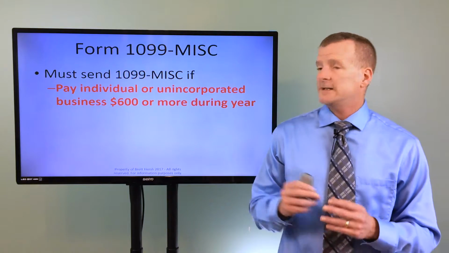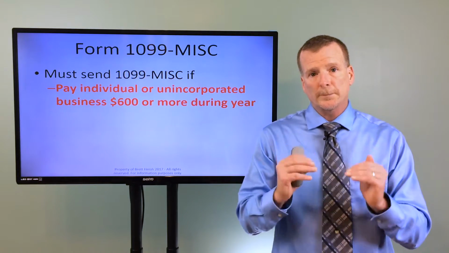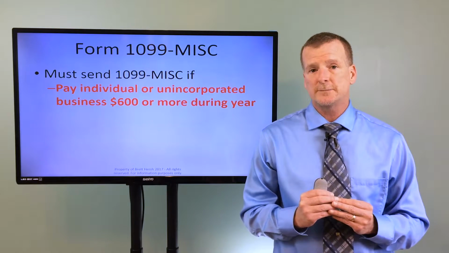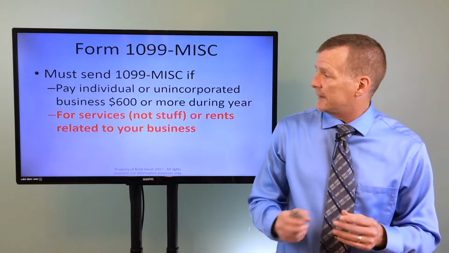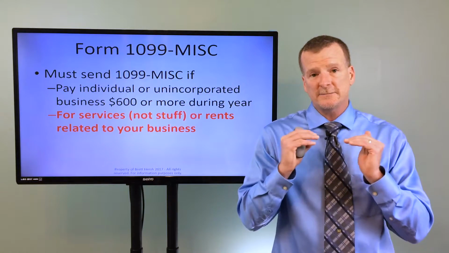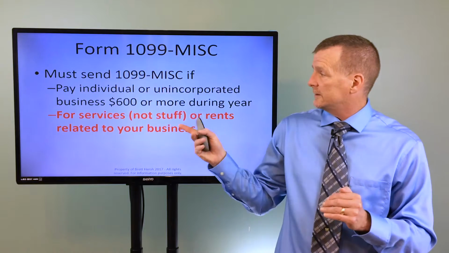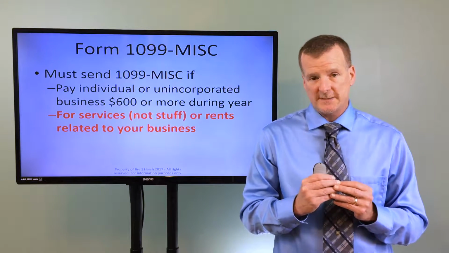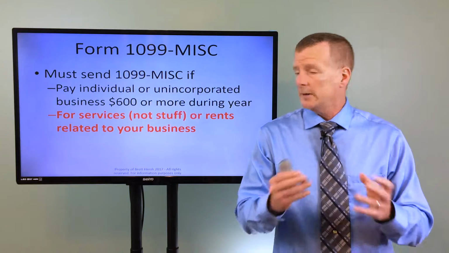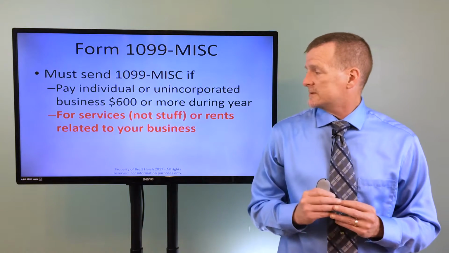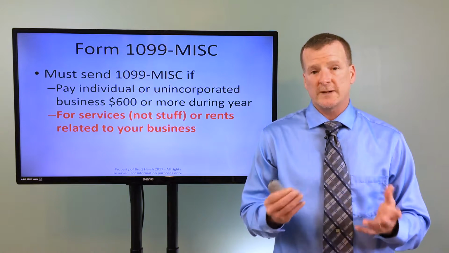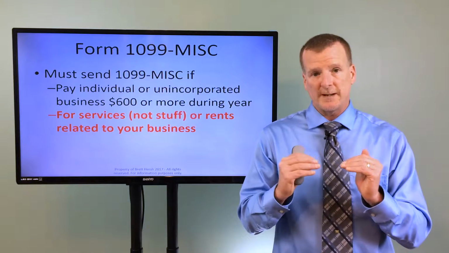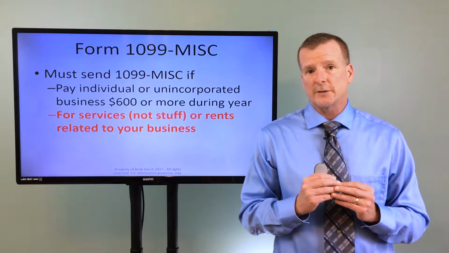Now, if you pay any individual or an unincorporated business more than $600 during the year, that's when you need to provide Form 1099 miscellaneous. This applies if you pay an individual or an unincorporated business $600 or more. Corporations, you generally don't need to send Form 1099 miscellaneous to if you're a realtor. However, it applies for services, not stuff, or for rents related to your businesses. So this is for services that you may obtain from somebody during the course of the year.